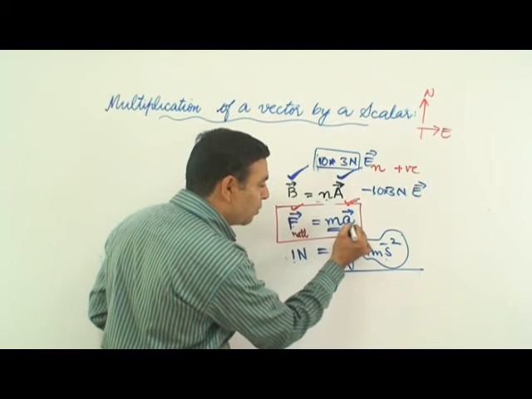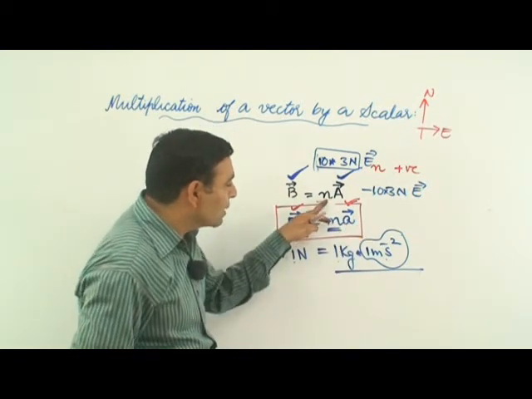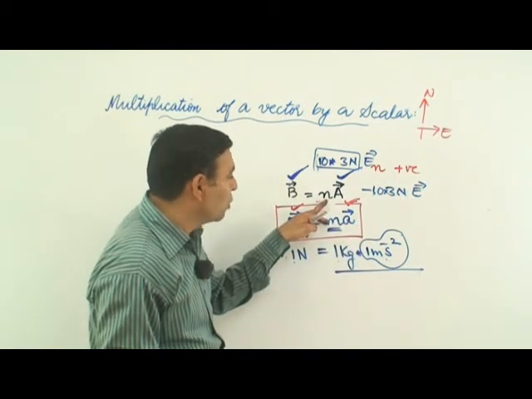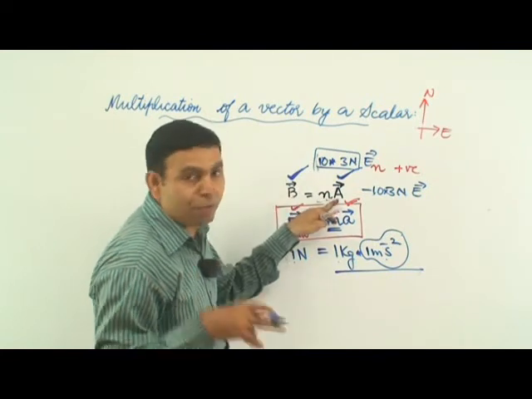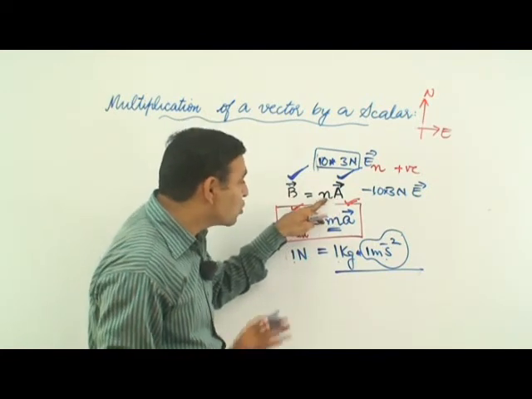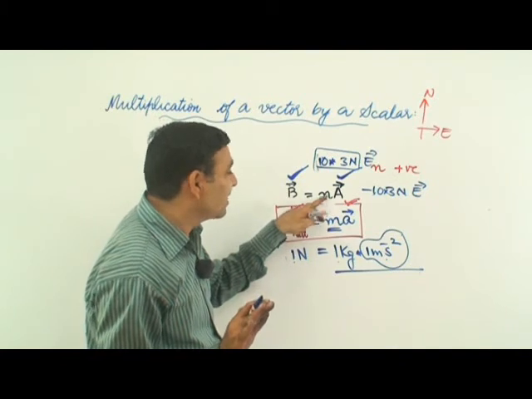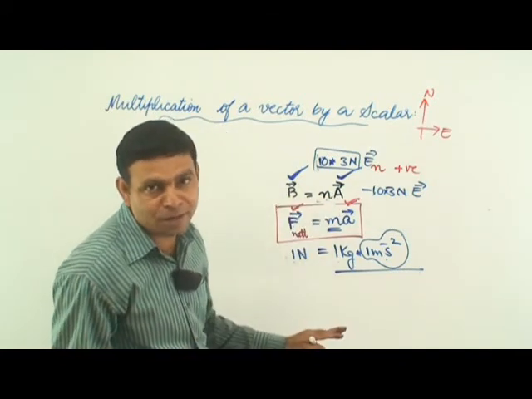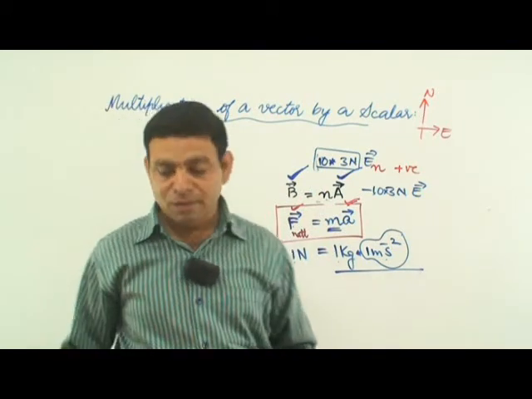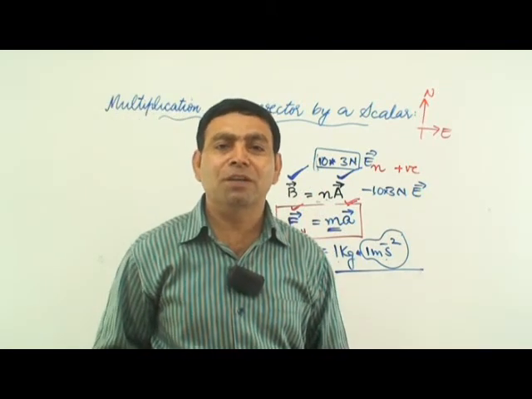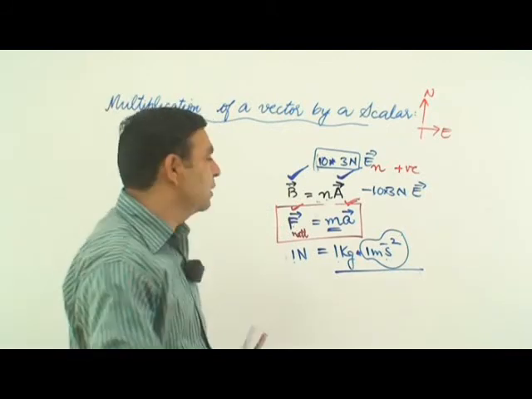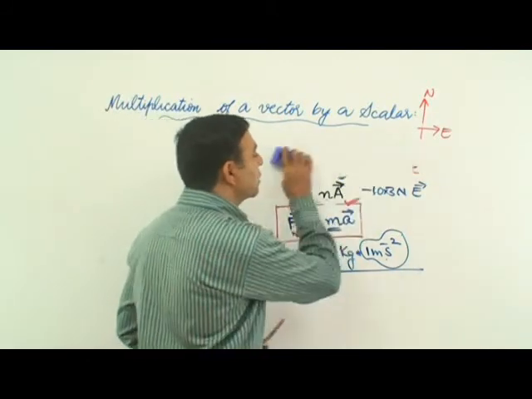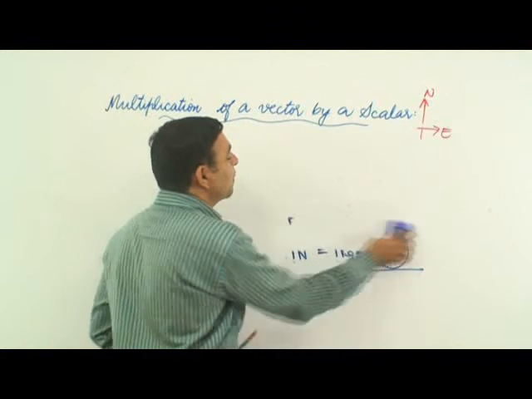Fine? So if this scalar has a unit of its own, then vectors a and b will have different units. If the scalar does not have any unit, just a number, then a and b will have the same unit. Is that clear? So this finishes multiplication of a vector by scalar. Let us now consider division of a vector by scalar. It is just as simple as multiplication of a vector by scalar.